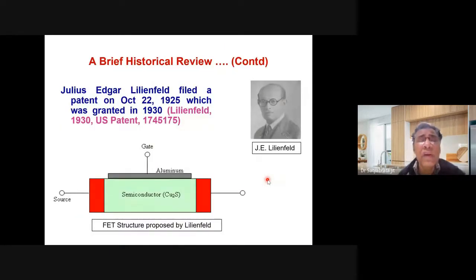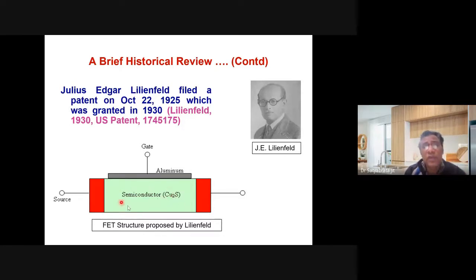Now the next remarkable invention that took place was the field effect transistor. Lilienfeld filed a patent in 1925. The patent was filed in Canada on October 22, 1925, and the patent was granted. Later, one year later, the same patent was filed in the US, and the US patent was granted in 1930. So this is the patent number. He just proposed a simplified structure, although I will show you the actual structure. So he just gave a structure similar to that one.